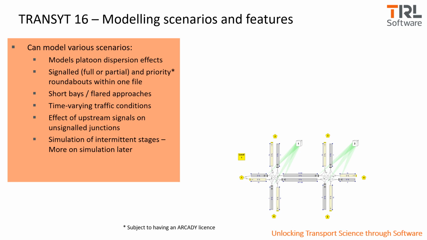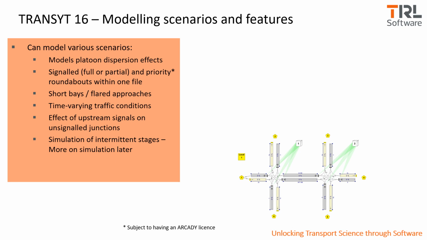There's quite a variety of modelling scenarios and features that TRANSYT can model. Can't really list every single one, but I've listed a lot of the key ones here, so bear with me. Key thing here is the traffic model platoon dispersion effects, which of course are obviously quite pronounced on longer links in a network. Signalled full or partial and priority roundabouts can be modelled within one file, so you can do comparison between the different methods of control.